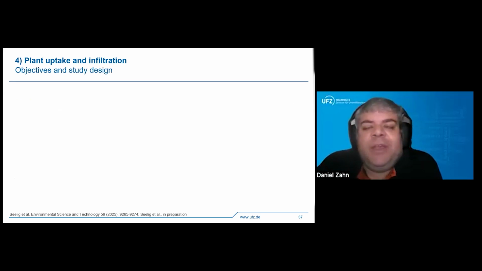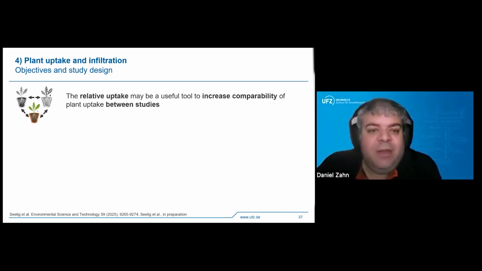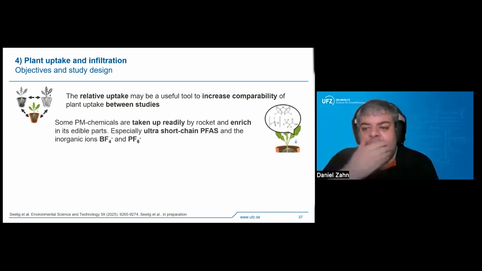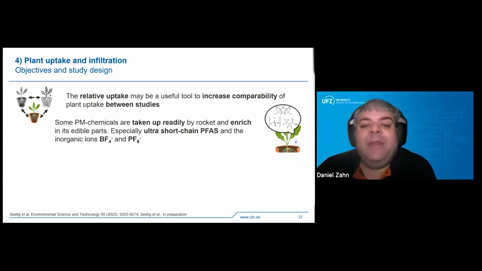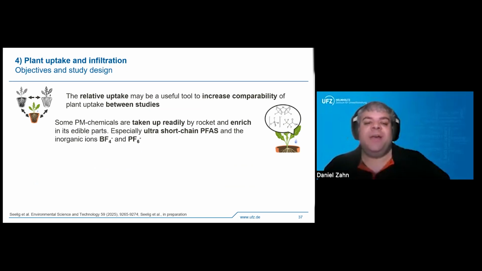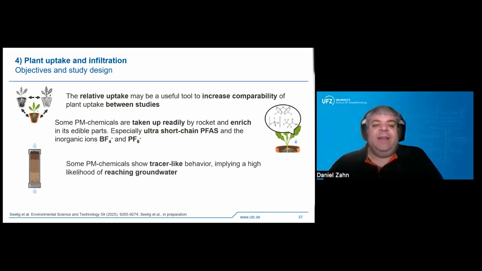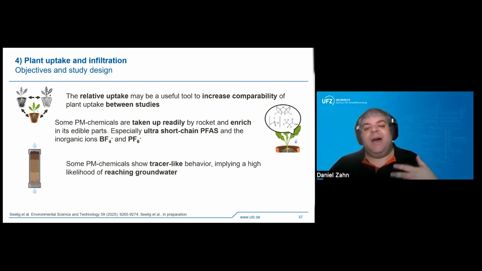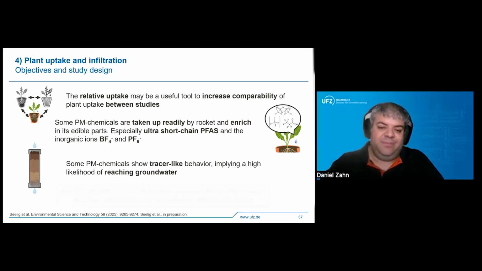From these results, we can draw some conclusions for agricultural wastewater reuse. The first thing is that this relative uptake seems quite effective to increase comparability between studies. We see that some PM chemicals are taken up readily by rocket and are rich in its edible parts. This was especially true for ultra-short chain PFAS and those two inorganic anions we have. And lastly, some PM chemicals show tracer-like behavior, showing that there's a high likelihood to reach groundwater.